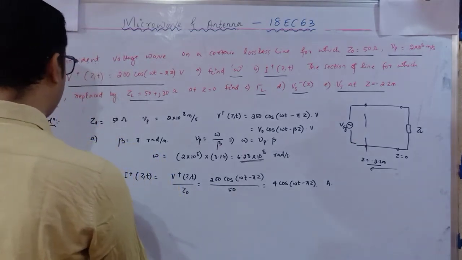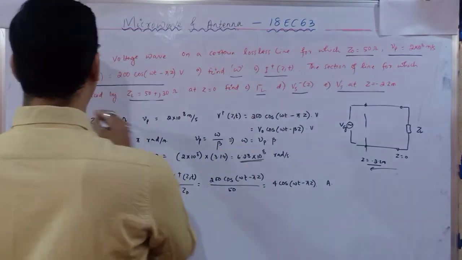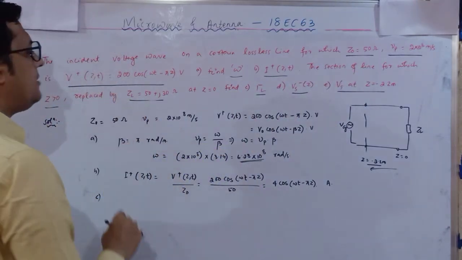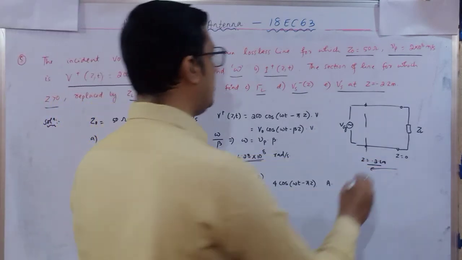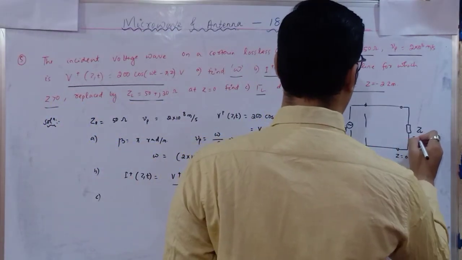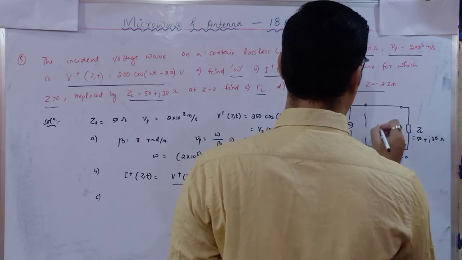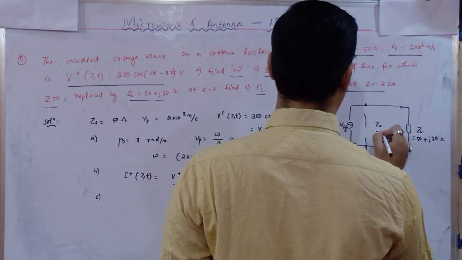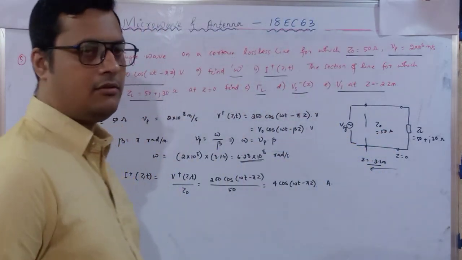Next, part C. For part C, the section of the line for which z is greater than 0 is replaced by the load impedance at z equals 0. At z equals 0, ZL is equal to 50 plus j30 ohm and Z naught is 50 ohm. Okay. So what is the reflection coefficient?